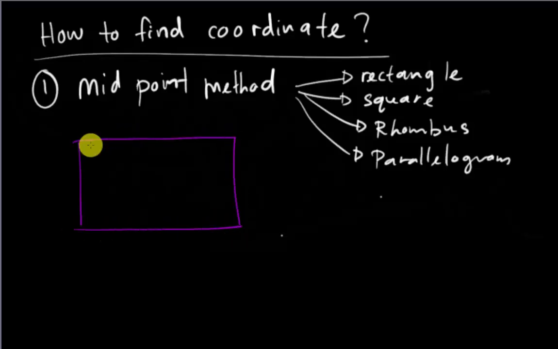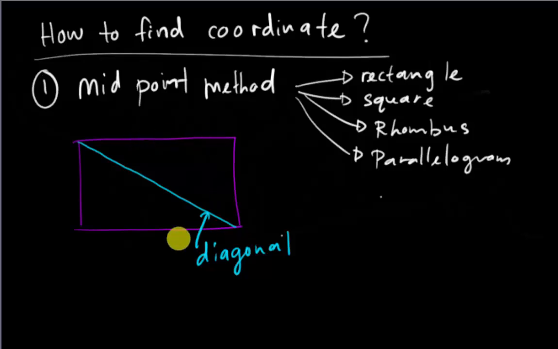just assume this is a rectangle, and then you have to understand this is my diagonal. In math we call this a diagonal. Whenever a vertex connects to another vertex, we call it a diagonal, and normally they will cut the shape into half. You will find out that both of the diagonals meet at one point, and this point is the midpoint. Let's say I label the rectangle A, B, C, D.